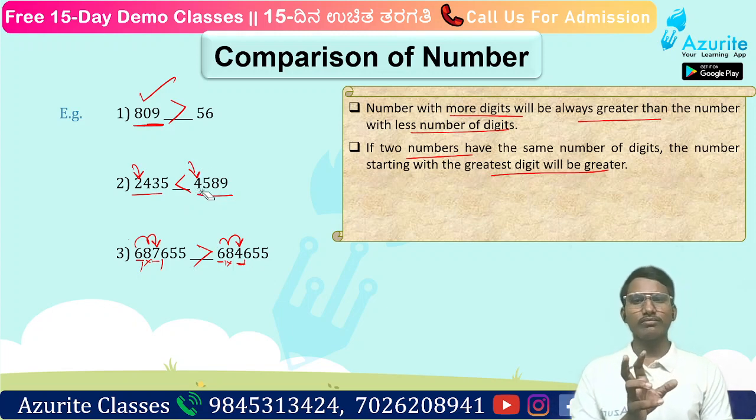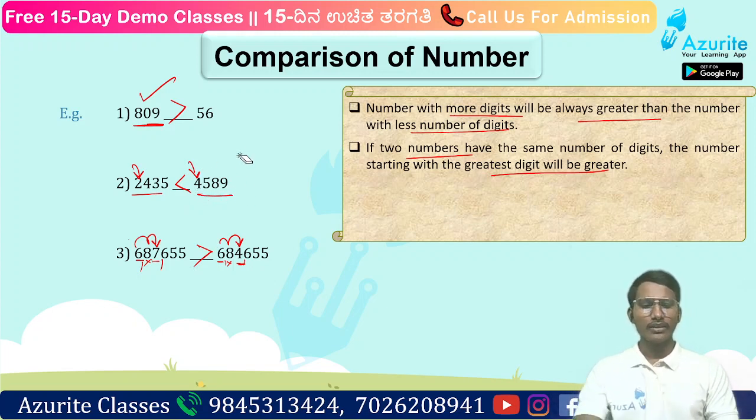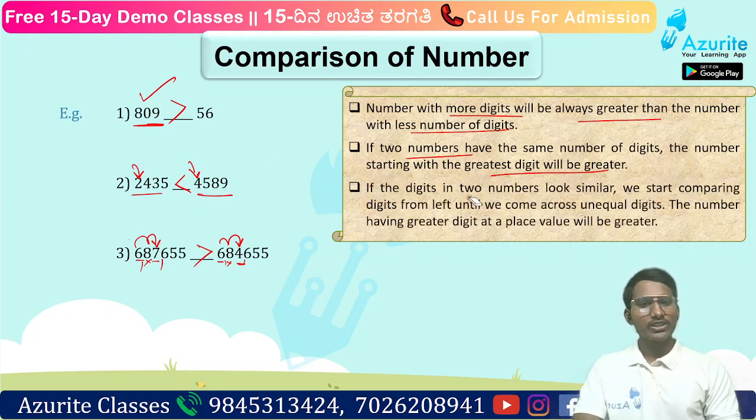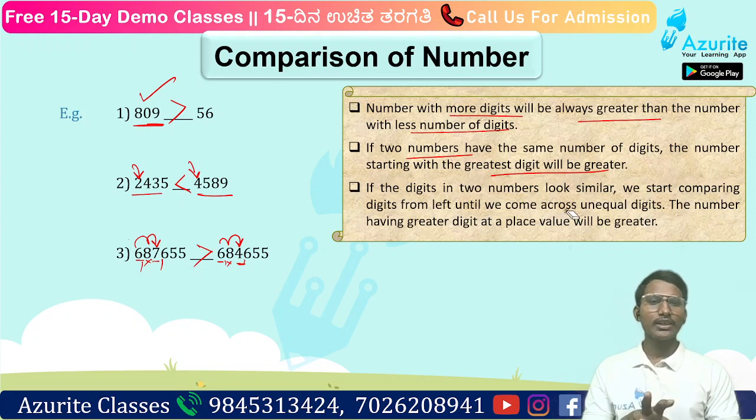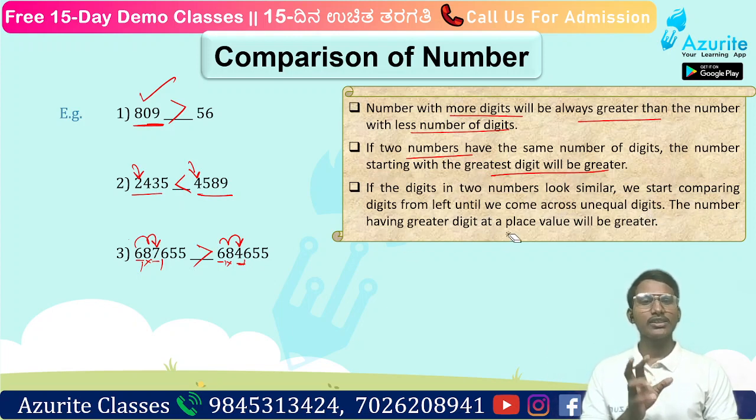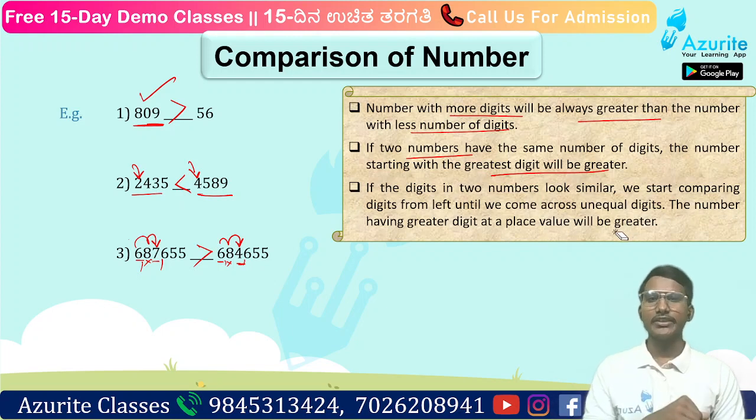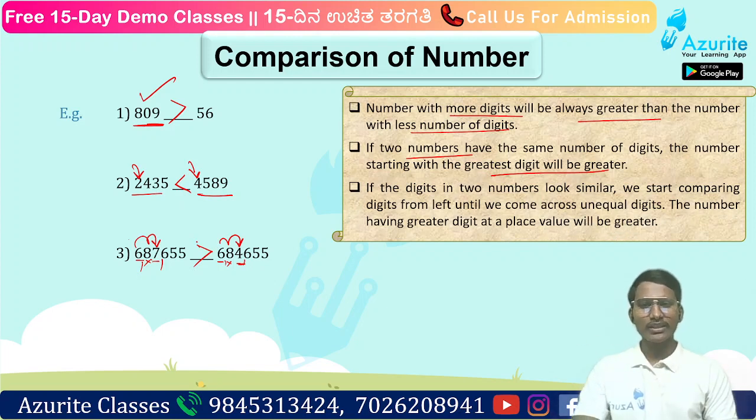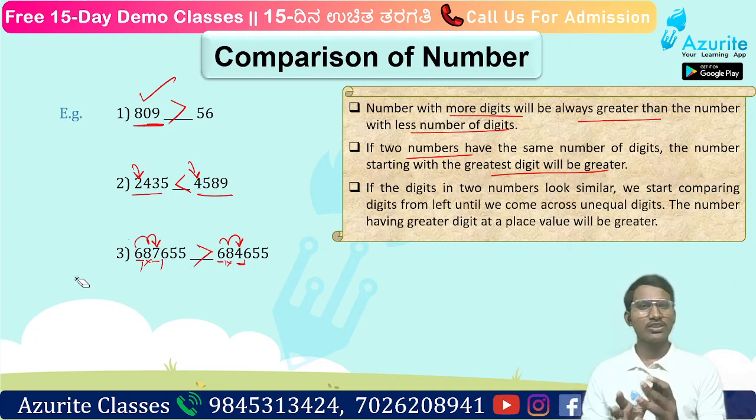That is 4589, right? Next, if the digits in two numbers look similar, we start comparing digits from the left until we come across unequal digits. The number having the greater digit at that place value will be greater, right? What we did here: 6 is the same and 8 is also the same, and we compare the next digit. The one with the greater digit will be the bigger number. That is how you have to compare.